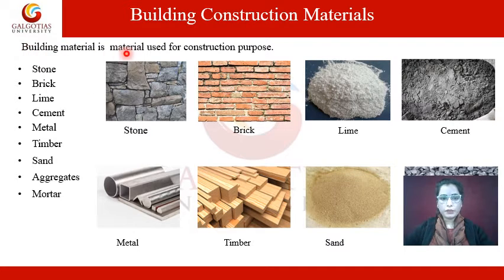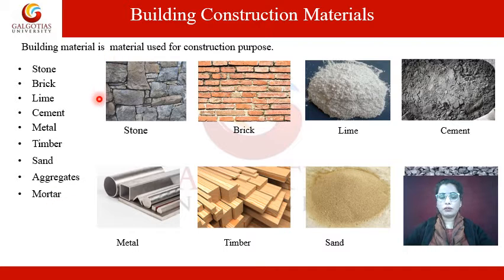Building material is a material used for construction purpose, and that construction can be any type of building such as residential, commercial, hospital, dam, flyover and so on. Basically building material can be of two types, which are naturally available material and artificial materials. Artificial materials can also be called man-made material.